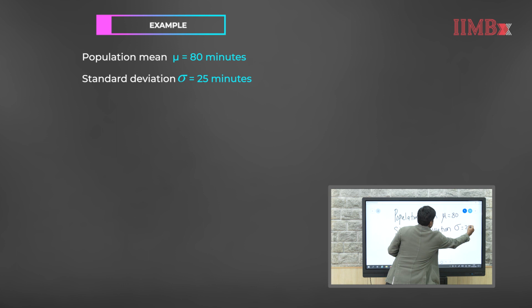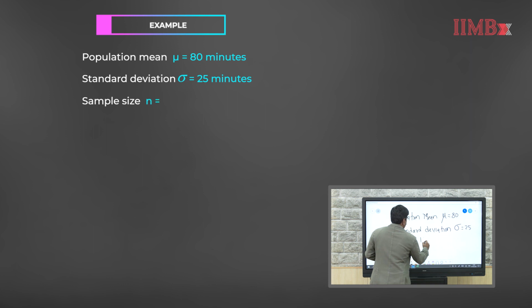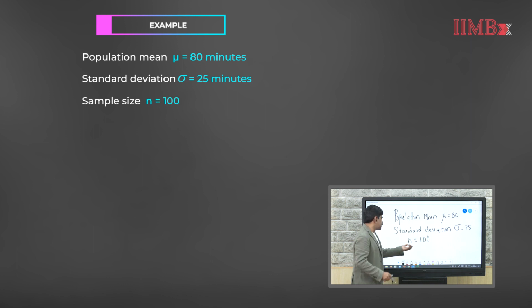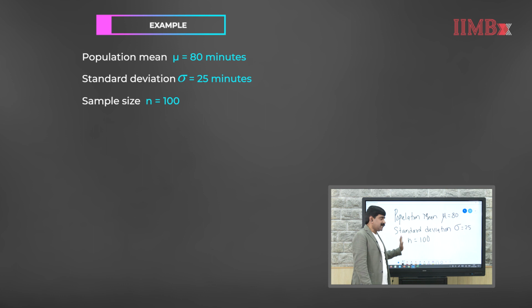Sigma is 25. The sample size is the collected sample of 100 students, so the sample size n is 100. Now since we know the sample size, the sampling distribution of this sample will follow a normal distribution in which the mean is the same as 80 and the standard deviation, or the standard error, of the sampling distribution will be sigma divided by square root of n.